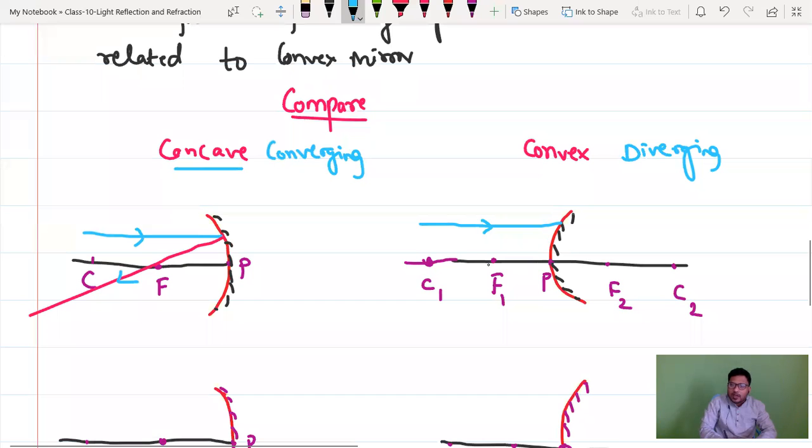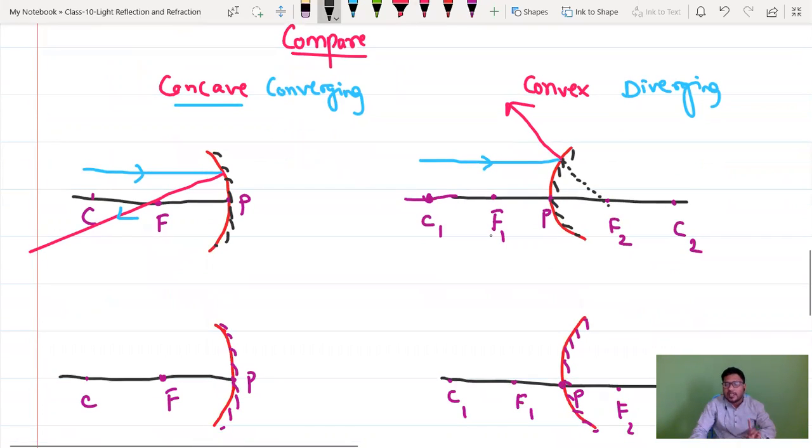It will not reflect back like this. What will happen? That light ray will reflect like this. It will diverge. But if you draw an imaginary line, definitely that will be touching the focus. So here it is converging, here it is diverging. That is the difference you have to remember. So when a light ray is passing parallel to principal axis in case of convex, it will diverge. But if you draw an imaginary line, that imaginary line will touch the focus.